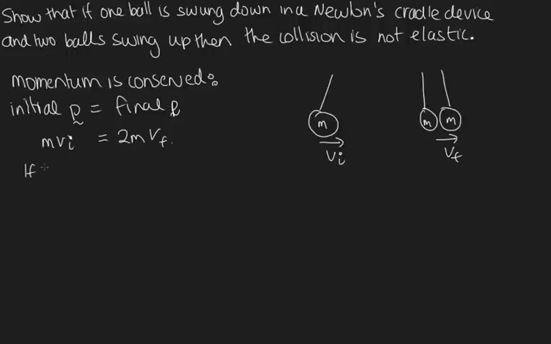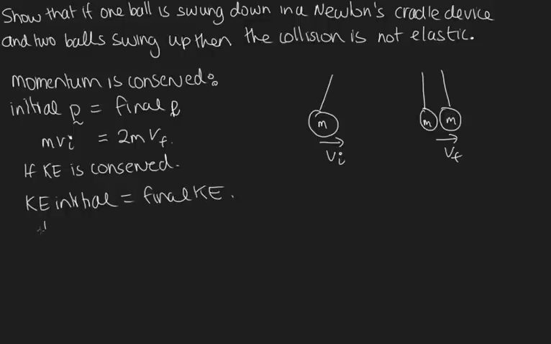Now, if kinetic energy is conserved, then the initial kinetic energy is equal to the final kinetic energy. The initial kinetic energy is given by a half m vi squared, and the final kinetic energy is half times 2m times vf squared. Let's rearrange this equation and make vf the subject. So vf is equal to m vi over 2m, and so this is equal to vi on 2.